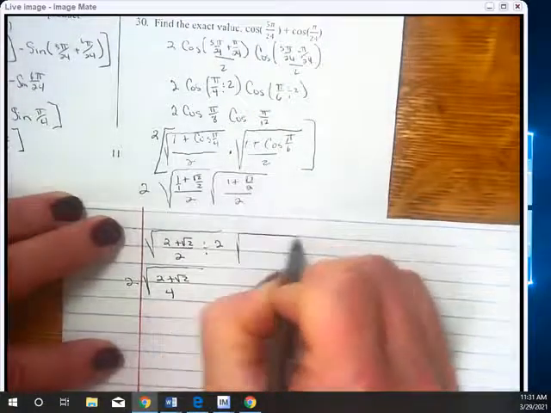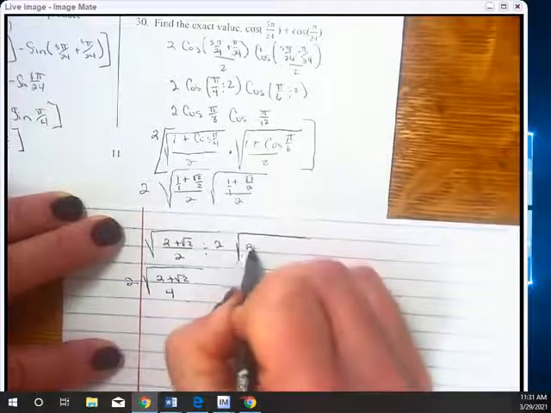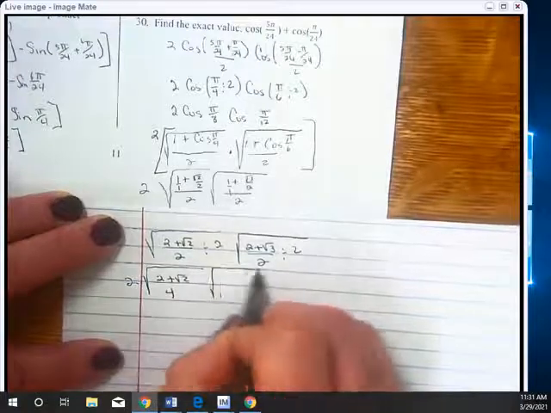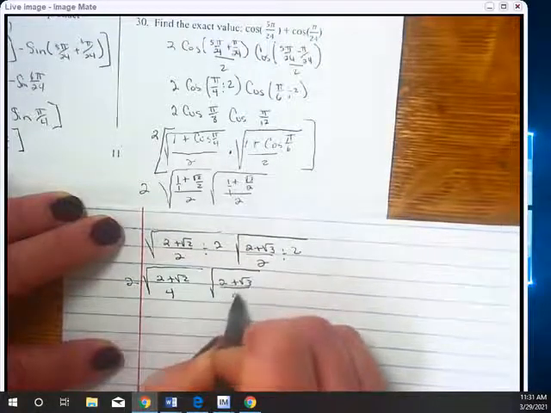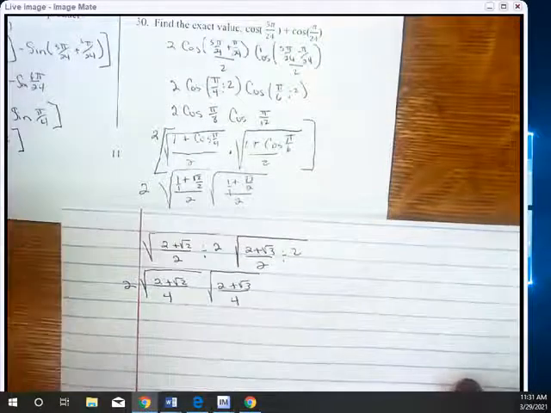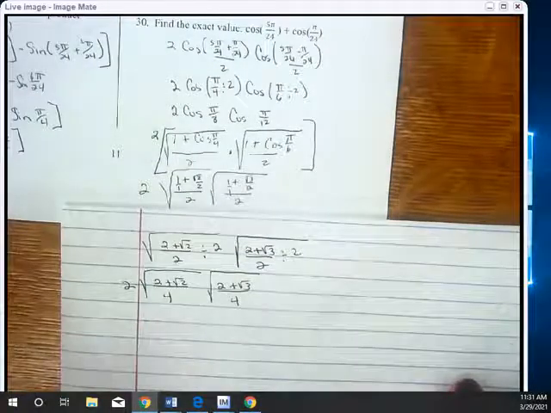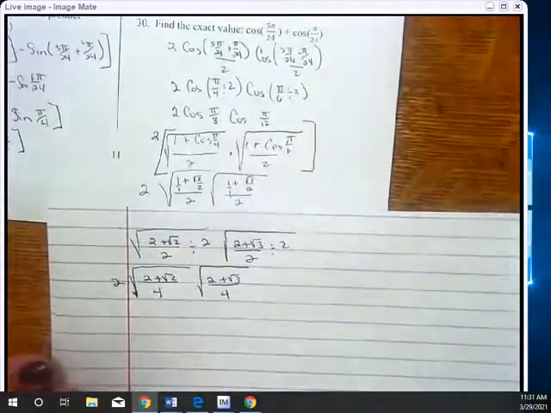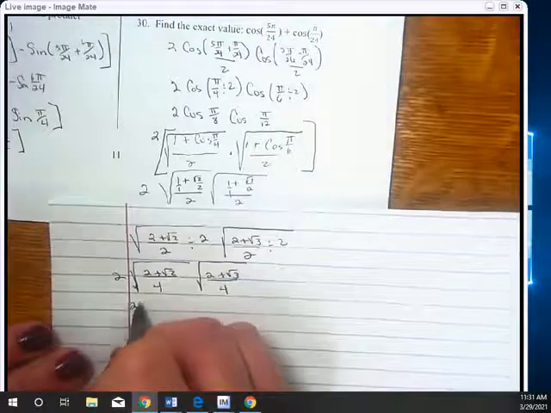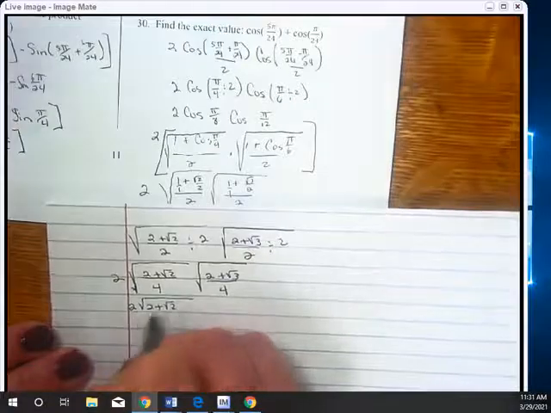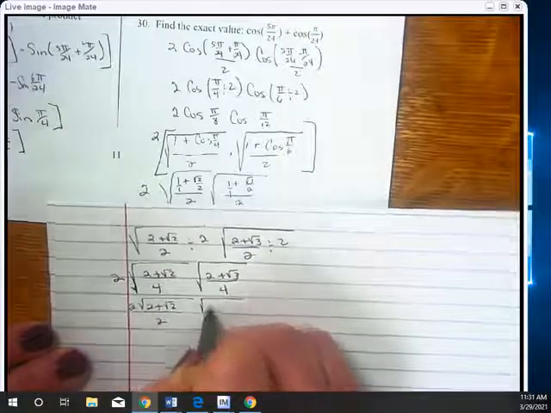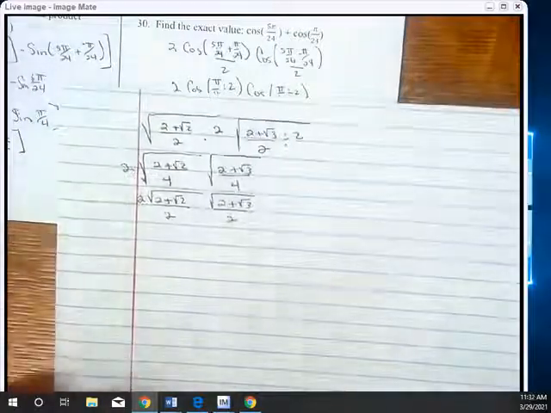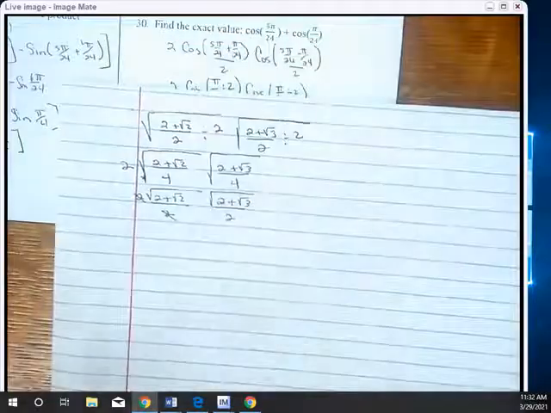Doing the same thing on the other one. Common denominator is 2. 2 plus radical 3 over 2, divided by 2, which makes this 2 plus the square root of 3 over 4. Do we have to simplify it? Oh, yes, we do. You can't leave in our class the square root of 4 in the denominator. And the square root of 4 is 2. 2 plus the square root of 2 over 2. 2 plus the square root of 3 over 2. Are you okay if I go ahead and divide out one of those?